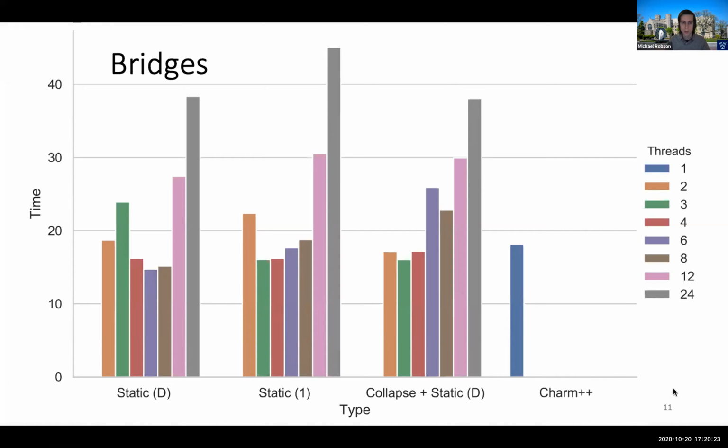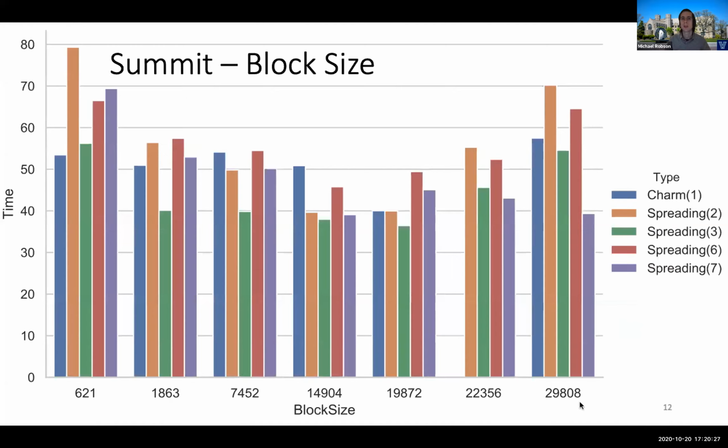So if we move to Summit, we see similar gains of about 20 to 30% over the Charm baseline. In this case, we run various block sizes. Here, Charm is represented by the blue bar in all of these experiments, and the OpenMP approach is represented by the other colors. You can see this is independent of problem size decomposition. This is controlling for grain size or decomposition.